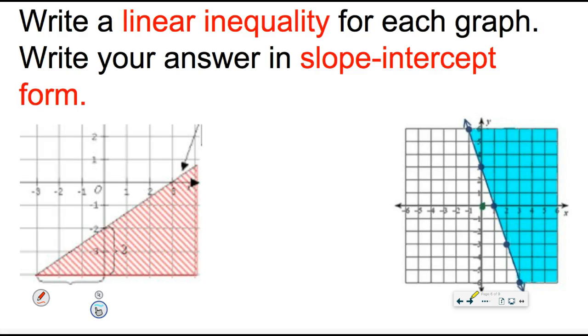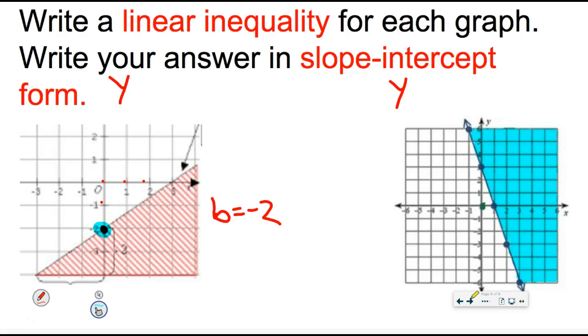Now, when it says write a linear inequality for each graph, you have to now undo what we just did. So you're going to put a y. You need a y-intercept and a slope. Does that make sense, Rhea? Yep. So the y-intercept on this one, or the b, is a negative 2 right here. What's the slope? Well, you have to walk yourself to another point. It's going up 2 over 3.